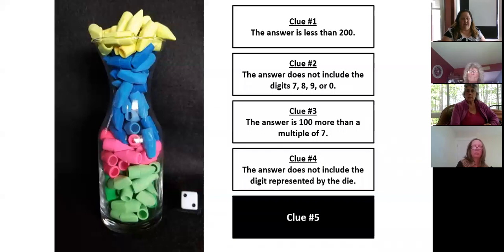The next clue is that the answer does not include the digit represented by the die. So again, there's no 2 in the hundreds, the tens, or the ones place. So there's no 2 in the answer. So it can't be 128. It's not over 200, and it can't have a 2 in the ones place.